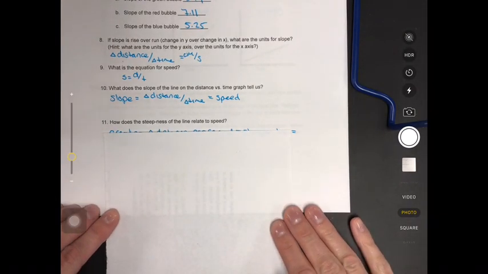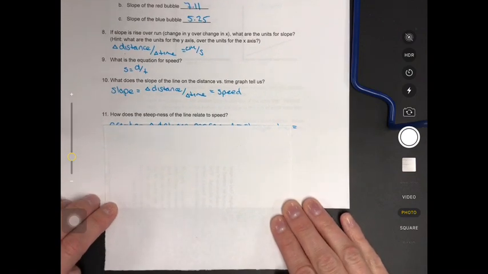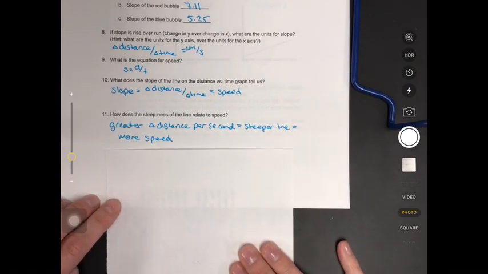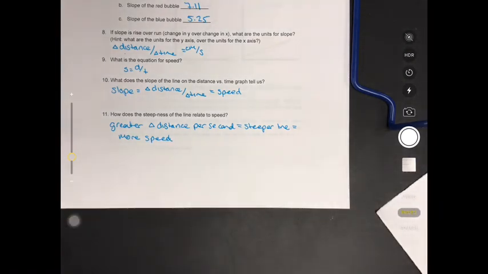So then how does the steepness of the line relate to the speed? Well, the steepness is related to the slope. If we're going to have a steeper line, we're going to have a greater slope, so we're going to have a greater change in distance over time, so we're going to have a greater speed.